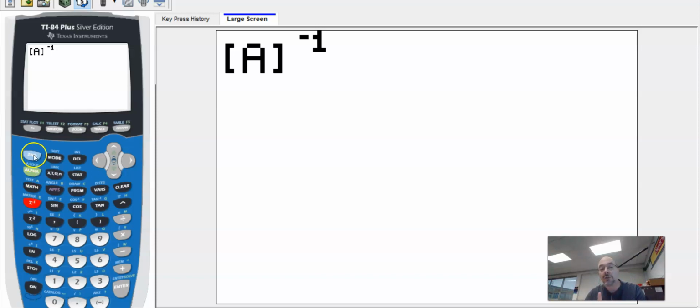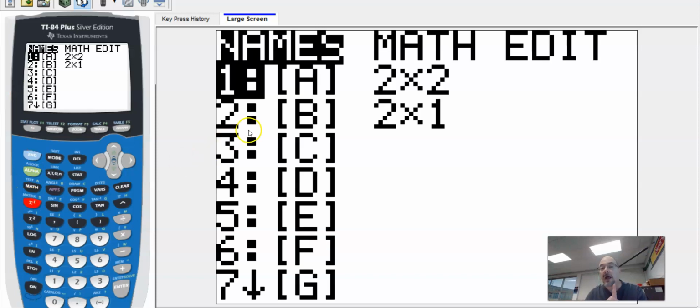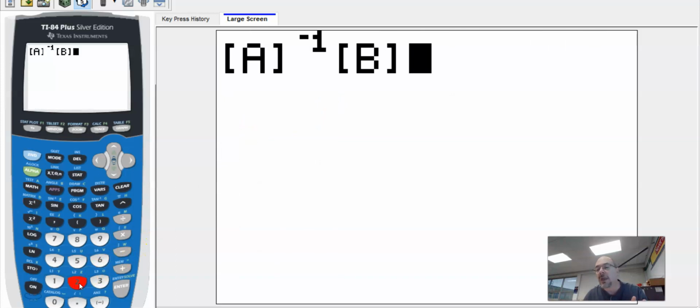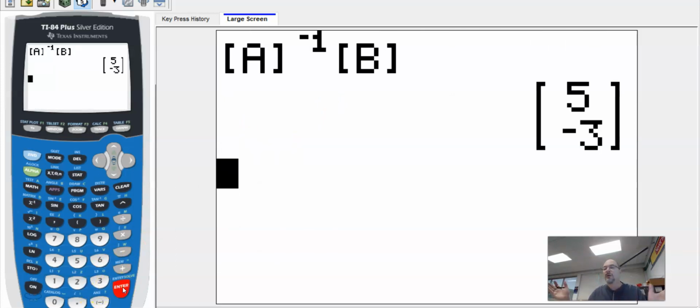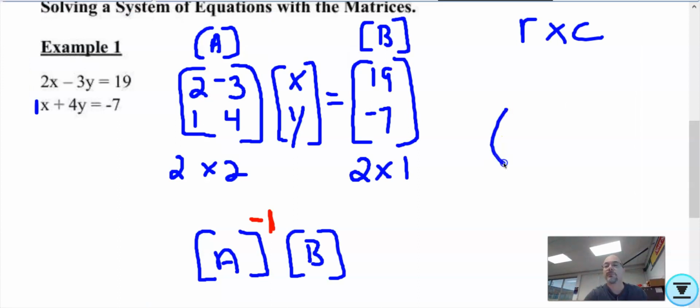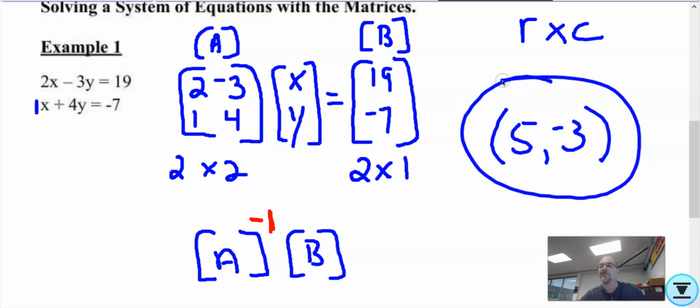Now, go back to your matrix. Okay, rewind this if you need to. And now this time, don't go to edit. Pick number 2. And just like magic, folks, there's our answer. Isn't that beautiful? Okay, so the solution to this system, where they cross each other, is at 5, -3. Please write it as an ordered pair. 5, -3. Okay, let's do a few more of these.